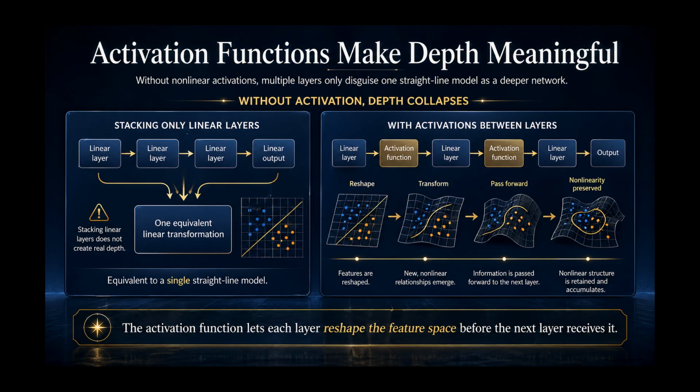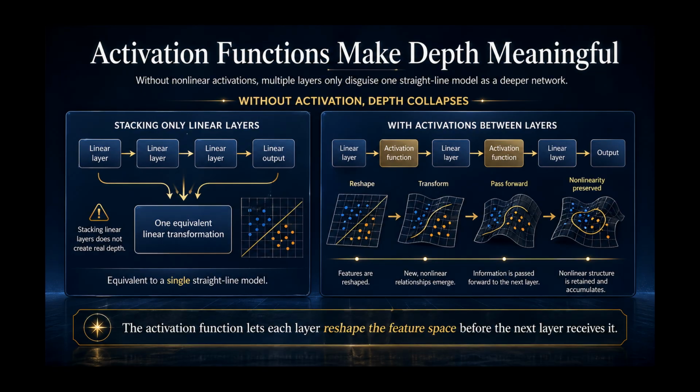Activation functions make this possible. ReLU, the rectified linear unit, is one of the most common. It outputs 0 for negative inputs and passes positive inputs forward linearly. That simple rule introduces nonlinearity. And nonlinearity is the entire reason stacking layers matters. Without activation functions, multiple layers collapse mathematically into one linear transformation. In other words, stacking linear layers without nonlinear activation does not create real depth. It only disguises one straight-line model as a deeper network.